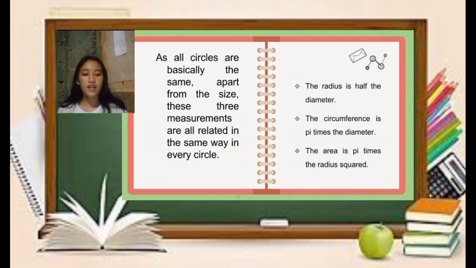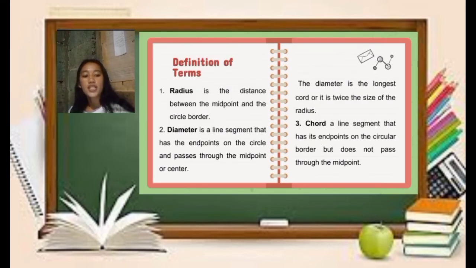So as all circles are basically the same, apart from the size, these three measurements are related in the same way in every circle. The radius is half the diameter, the circumference is pi times the diameter, the area is pi times the radius squared. The definition of terms. Radius is the distance between the midpoint and the circle border, as what I have mentioned earlier. Diameter is a line segment that has the endpoints on the circle and passes through the midpoint or center. The diameter is the longest chord, or it's twice the size of the radius.